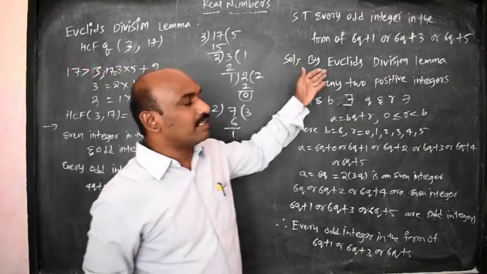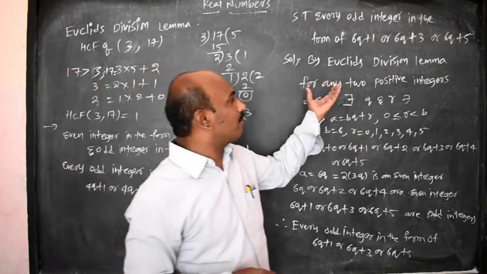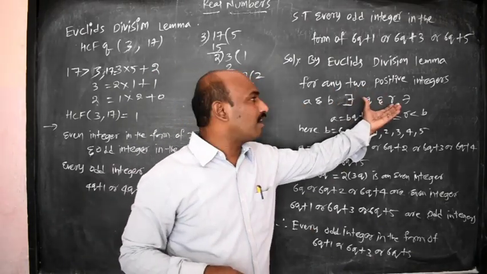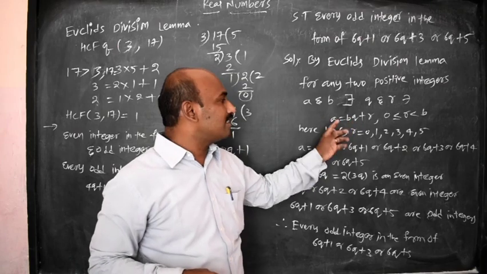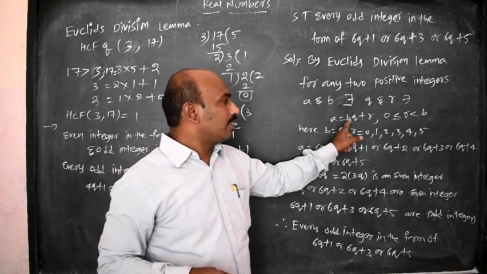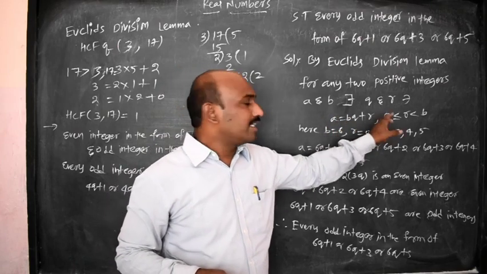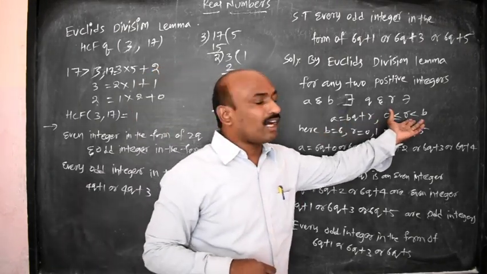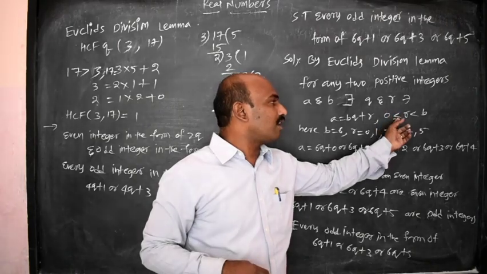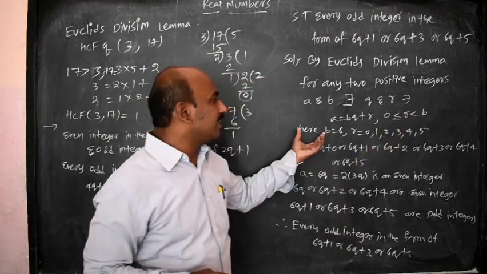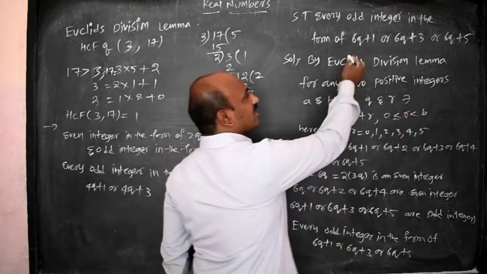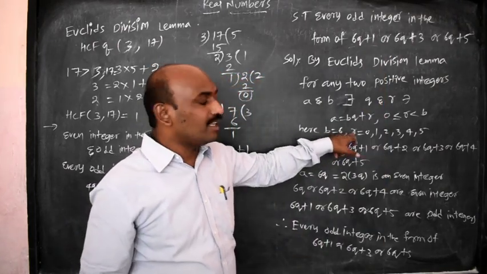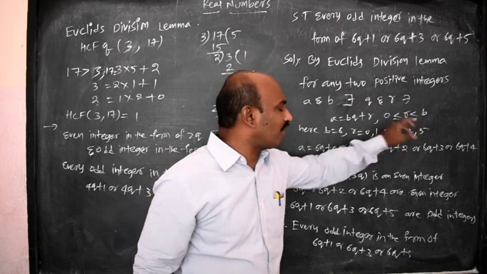In the same way, we will use the definition of Euclid's division lemma. For any two positive integers a and b, there exist q and r such that a equals b into q plus r, dividend equals divisor into quotient plus remainder. Here the remainder is 0 or sometimes greater than 0, but always less than the divisor: 0 less than or equal to r less than b. And here we need to compare with 6q in the question. Here we take b as 6, then the remainder can be 0, 1, 2, 3, 4, 5.